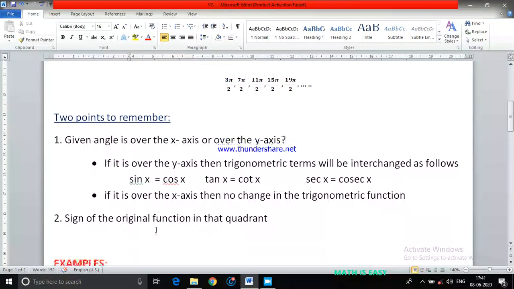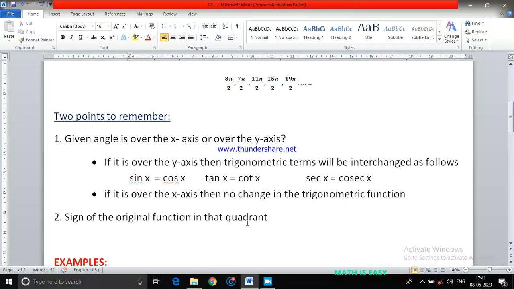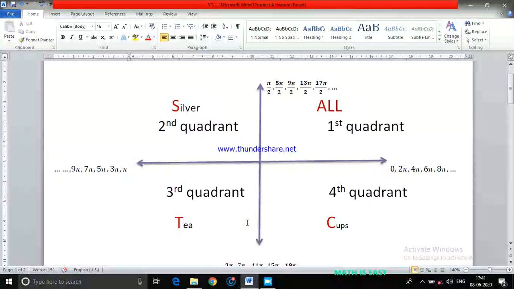And the second point is the sign of the original function in that quadrant. For example, if I ask you sine 150. Sine 150 means what you are doing? You start here, 150 is less than 180, so I will be in the second quadrant, right? 90 plus 60. So when it comes to sine of 90 plus 60, it is crossing the y-axis. Sine will become cos. So cos 60. Cos 60 is 1 by 2.